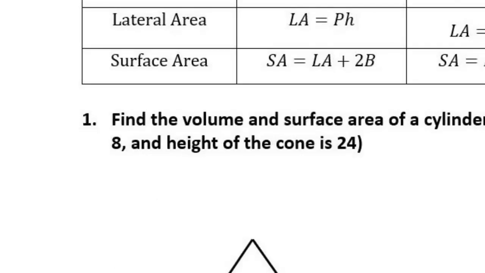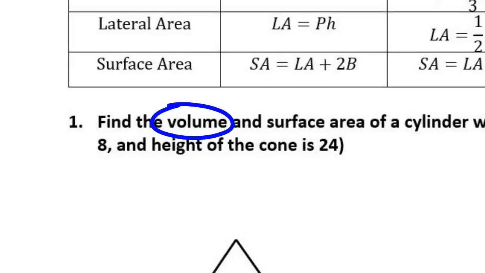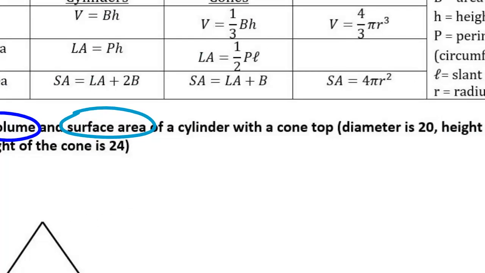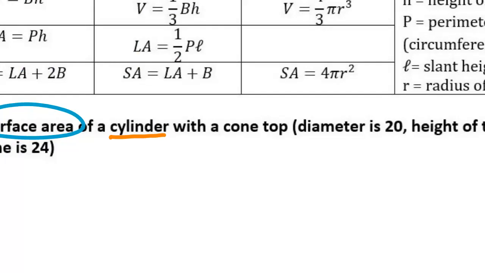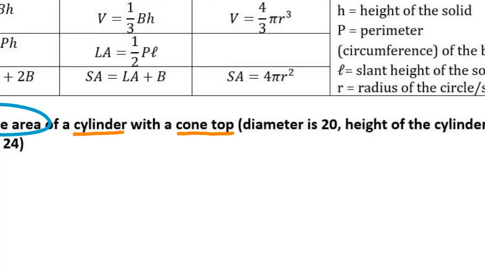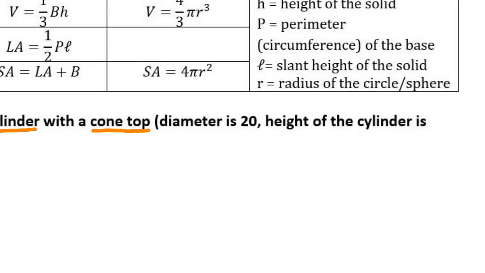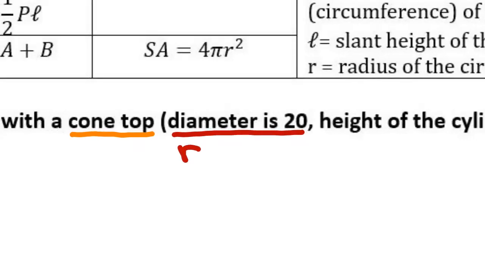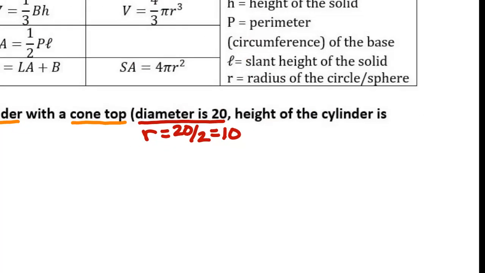So for object number 1 here, we are going to find the volume and the surface area. It has been made up of a cylinder with a cone on top. And then it tells me that we have a diameter of 20. Do we use diameter in any of our formulas? No, but what do we need? Radius. If the diameter is 20, then the radius is what? 10. 20 over 2. So radius is 10.